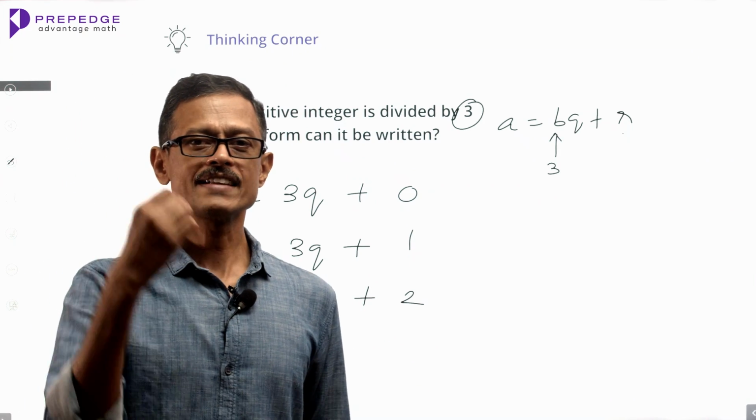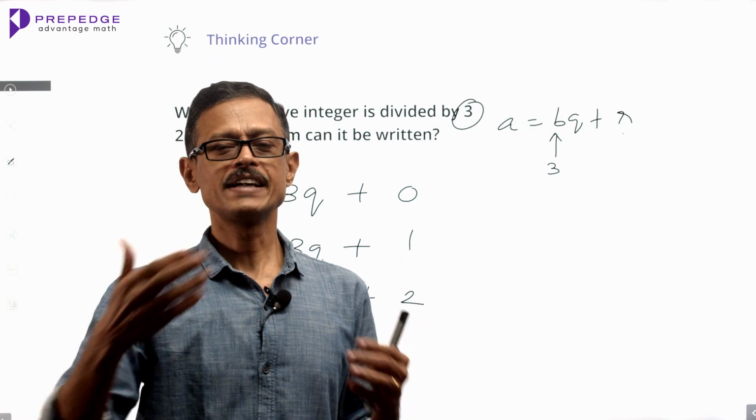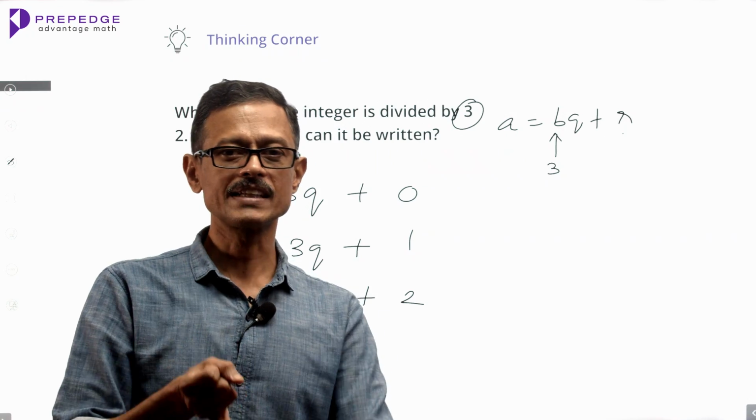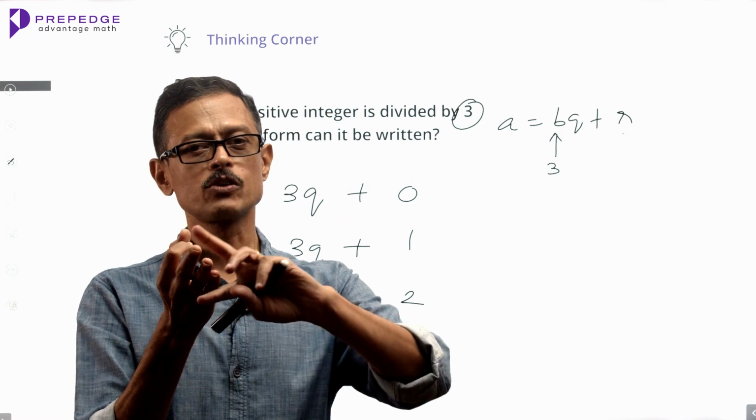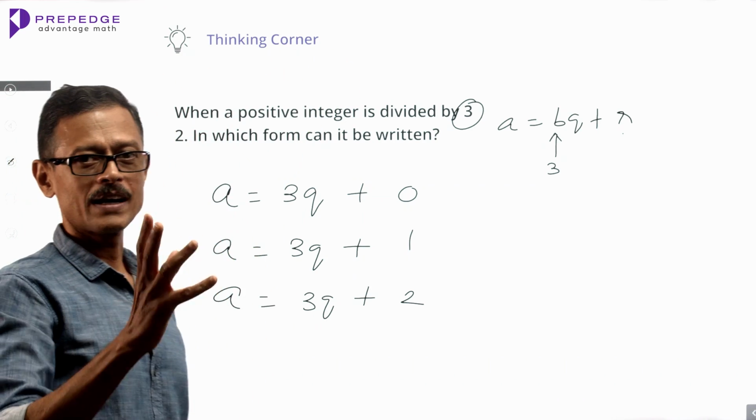So what all ways can we write a positive integer? A positive integer can be in one of these three forms. If we take the divisor to be 3, it can be 3q, which is a multiple of 3 itself, divisible by 3, or it could be 3q plus 1, or it could be 3q plus 2. So இந்த கேள்வி thinking cornerல ரெண்டு பார்ட் இருந்தது.